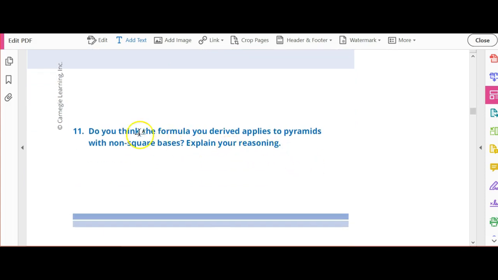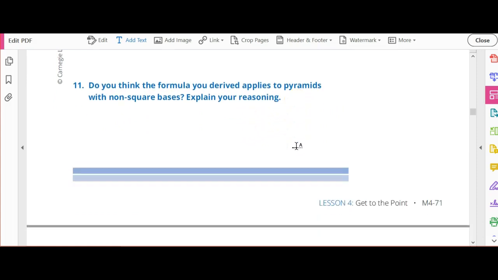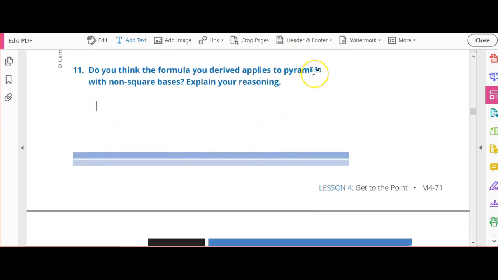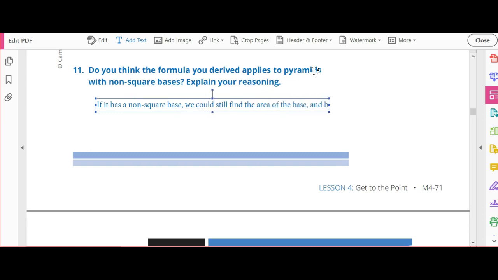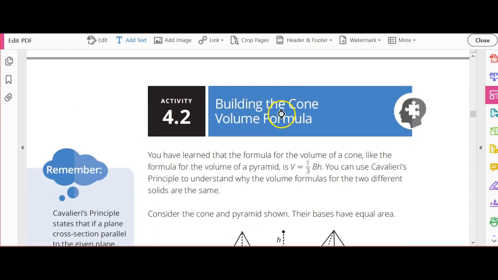Okay? You think the formula derived applies to pyramids with non-square bases? Explain your reasoning. Okay, so if it has a non-square base, we could still find the area of the base and use our formula. Right, we just substitute out the area of the base.